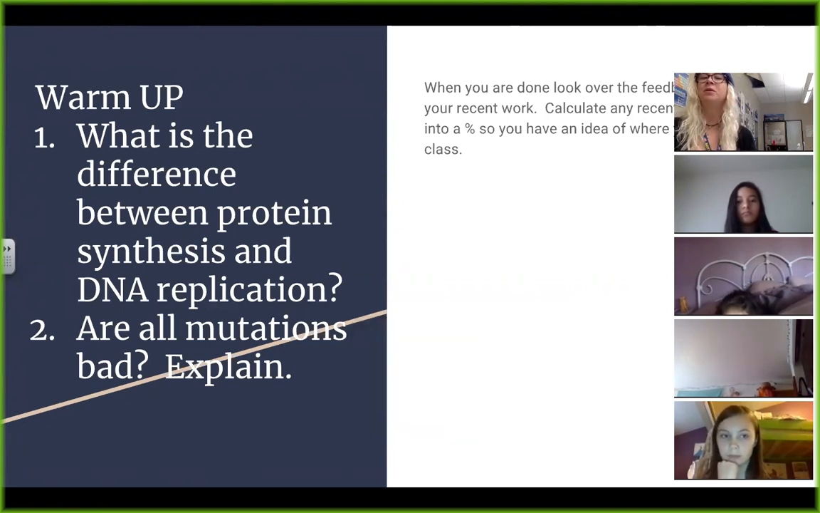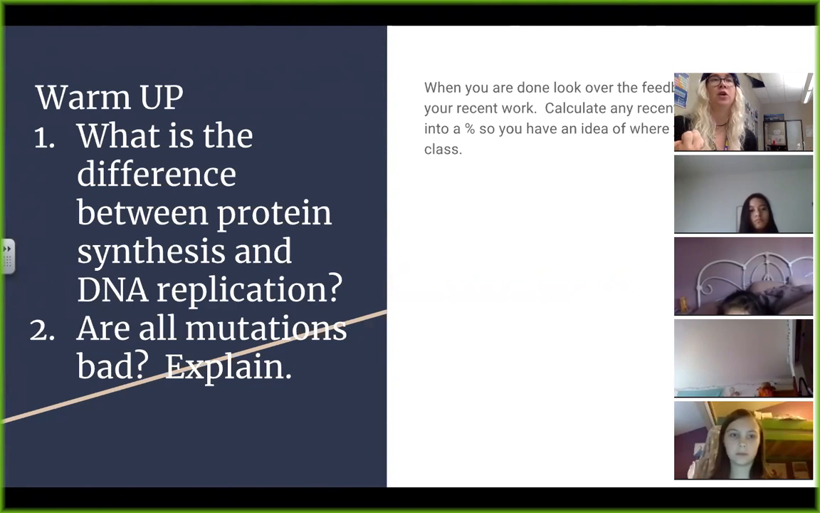Destiny says some mutations can be beneficial. 100% correct, right? Mutation sounds like a bad word. Of course it does. You think mutation, ooh, I don't want that, right? It really just means a change in the DNA. There's three types of mutations.